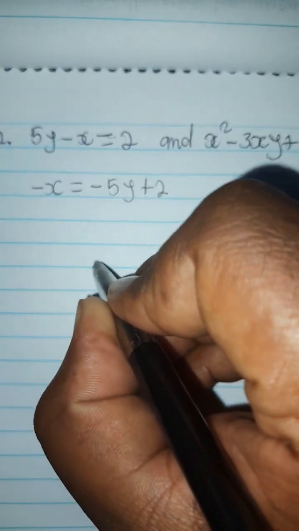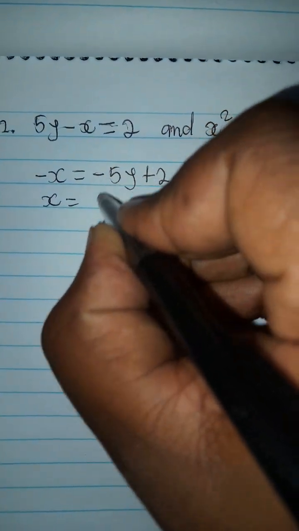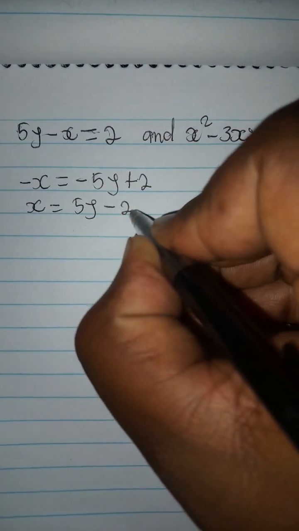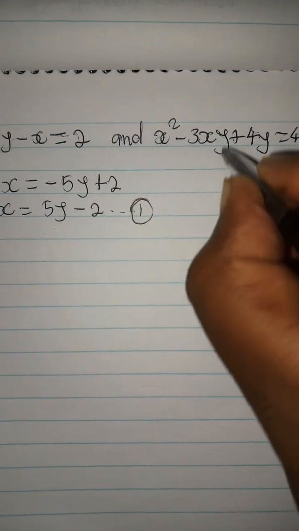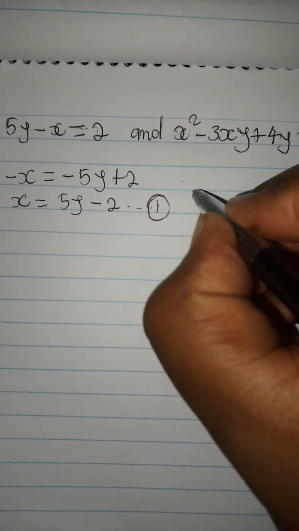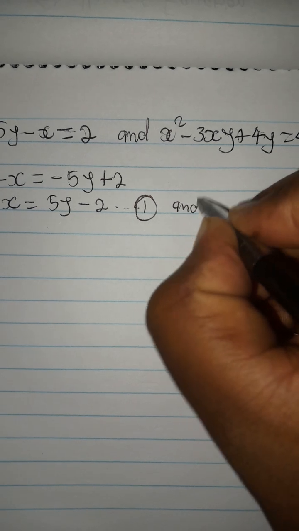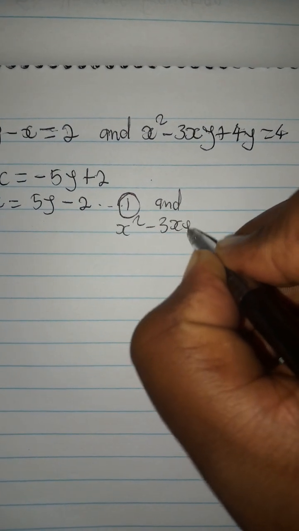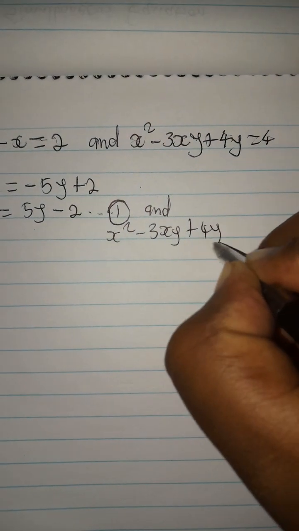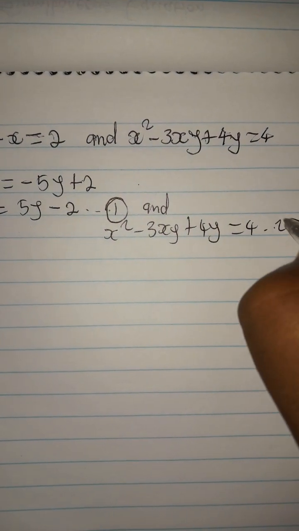Then to make x the subject, remember the subject of the formula can never be negative. So if you divide by negative, we are left with positive: negative and negative gives positive 5y, positive and negative gives negative 2. You name this equation 1, and our equation 2 is x squared minus 3xy plus 4y, which is equal to 4.